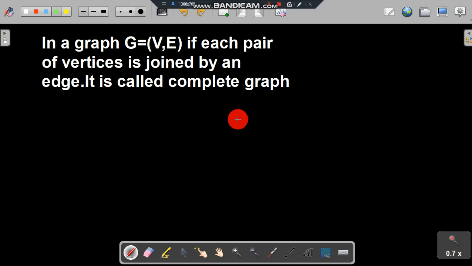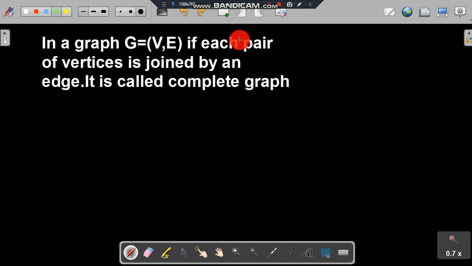In a graph, if each pair of vertices is joined by an edge, then it is called a complete graph. So a complete graph is a graph in which each and every pair of vertices is connected by an edge, or there exists an edge between any two vertices in the graph. Then that graph is called a complete graph.